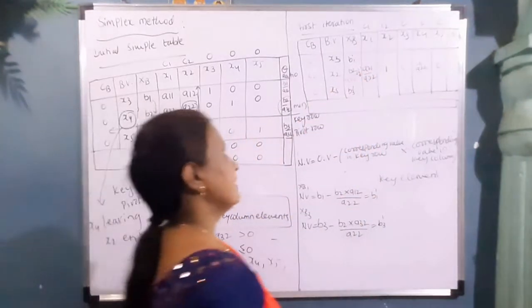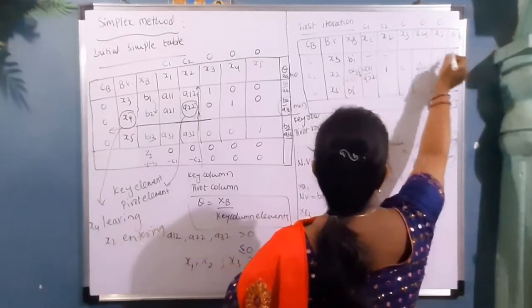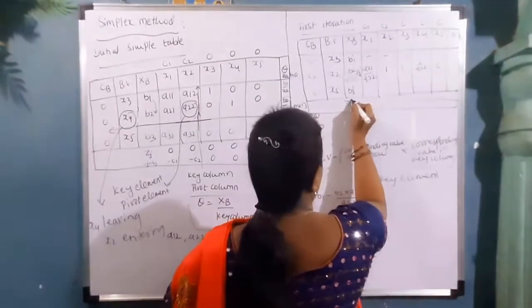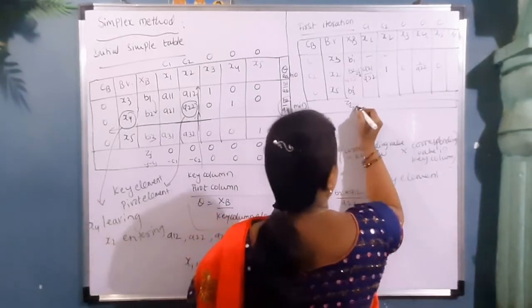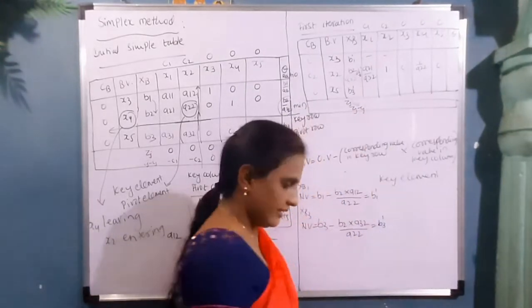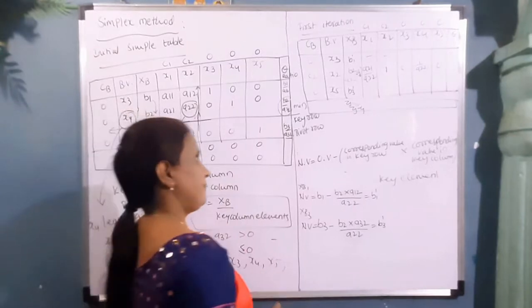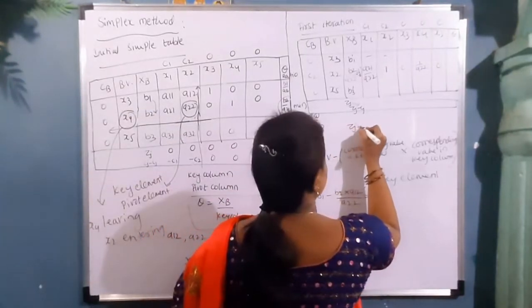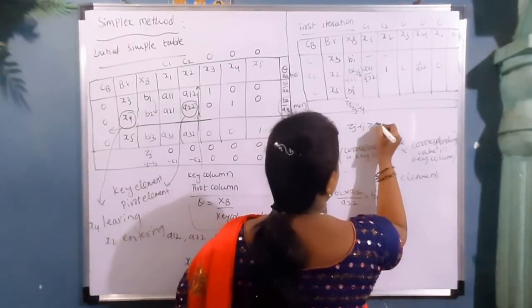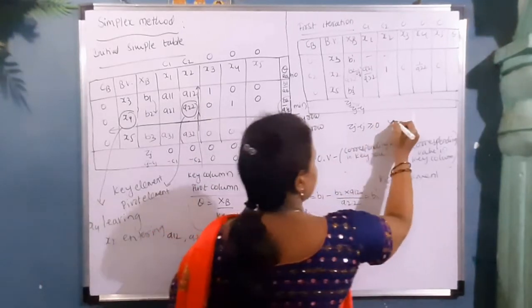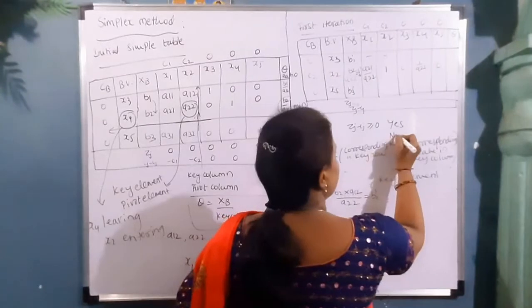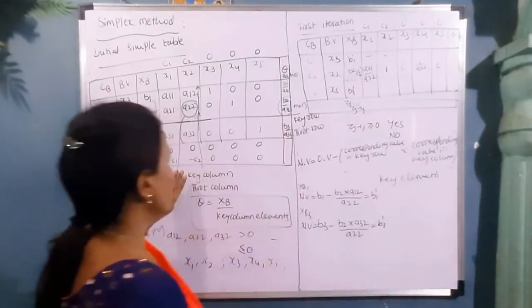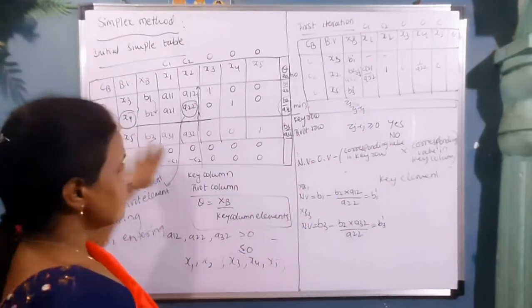Now similarly, we have to find all these values. Again we have to find Zj, then we find Zj minus Cj. Again we check whether Zj minus Cj is greater than or equal to 0. If yes, then stop the process. If no, then take the most minimum value and again apply the same method.